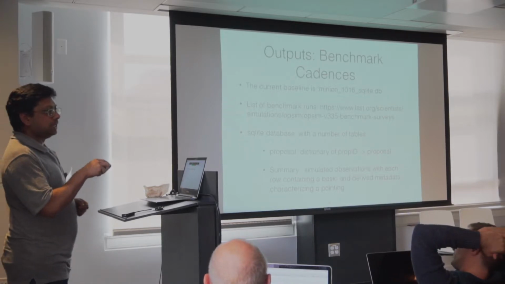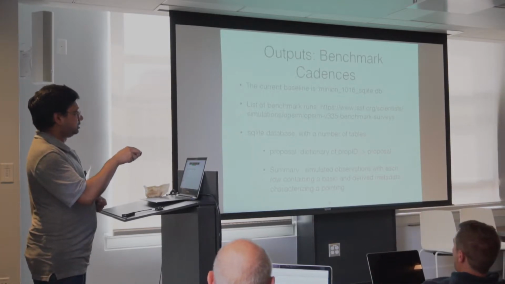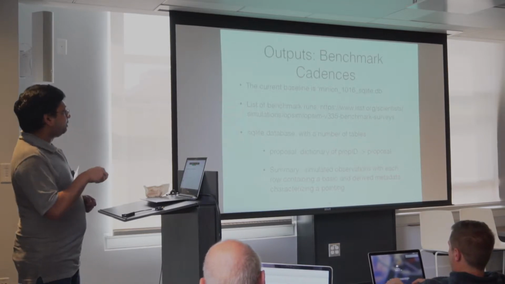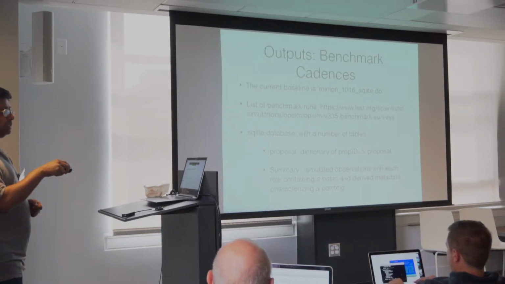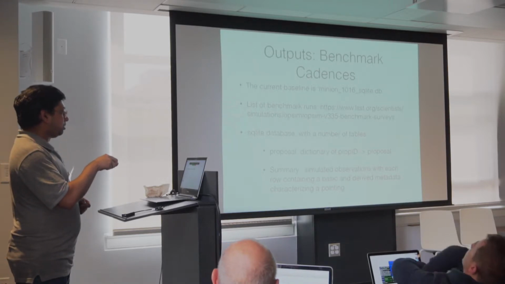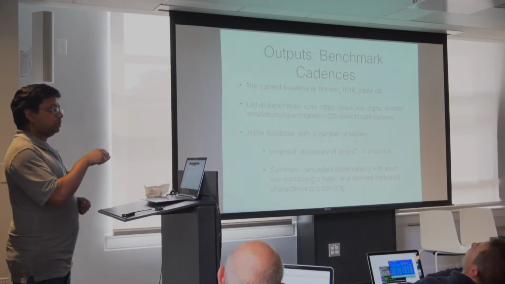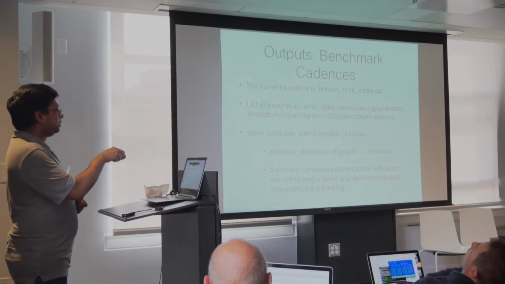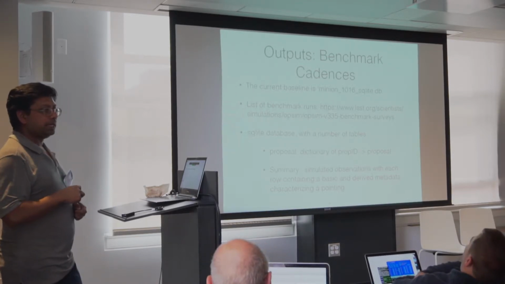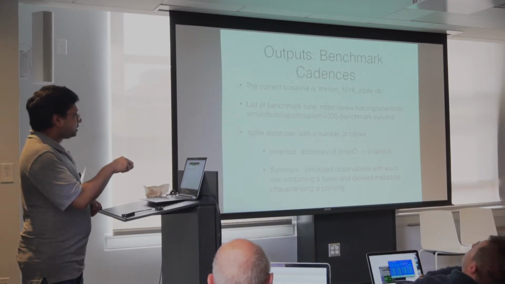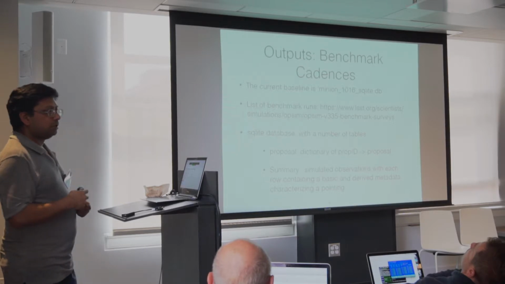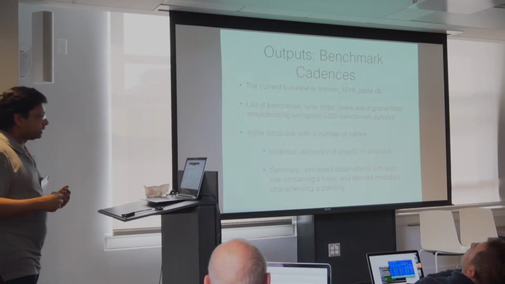There are a set of benchmark cadences that have been released, which you can download from here. The current baseline, which is the latest, is this Minion 1016 SQLite. The format of this is that it's a SQLite database with a number of tables. The two most important ones are the proposal table, which is essentially a dictionary from an integer called proposal ID to the proposal that it is, and then the summary, which is all of the simulated observations that you care about, where each row is a pointing.